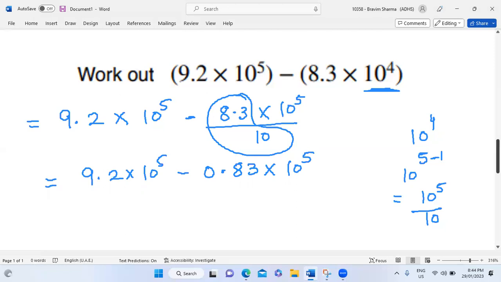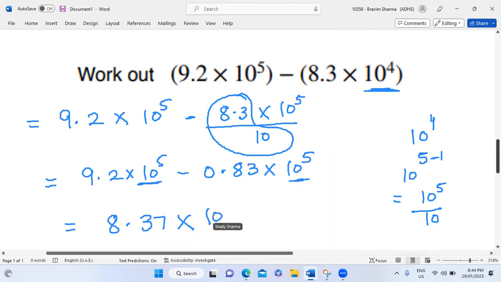9.2, and I take the 10 to the power 5 common, because it is the same for both the numbers. Now we just need to subtract, we have to apply this operation, 9.2 minus 0.83, which is going to be 8.37. So the answer will be 8.37 times 10 raised to the power of 5.